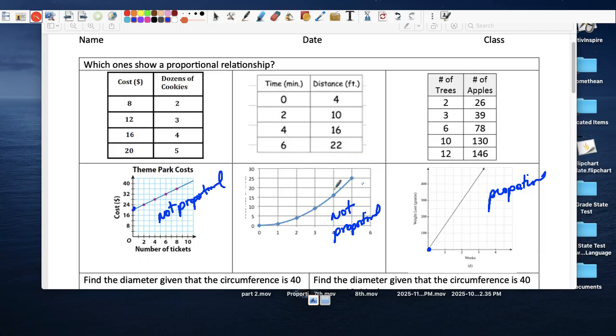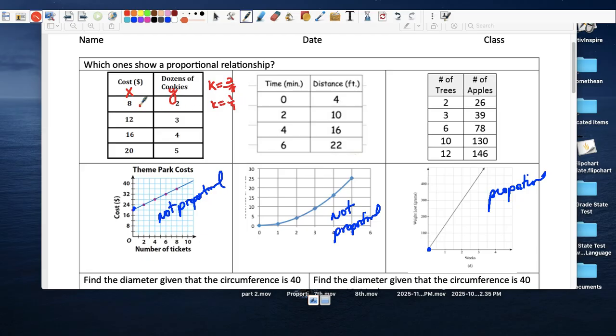As far as graphs go, that's super easy. As far as tables go, let's look for the constant of proportionality, right? Here, we're going to divide. Let me call this x, and let's call this y. The constant of proportionality, k, is 2 over 8, and 2 over 8 divided is 1 over 4.